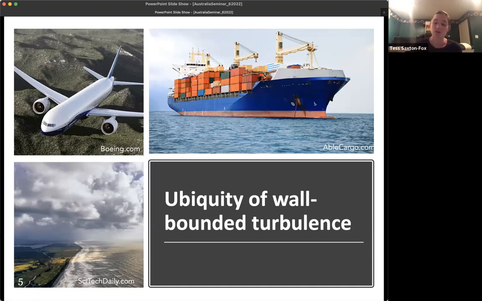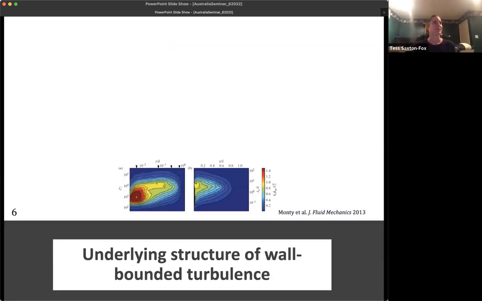And then I went to graduate school and I started studying wall-bounded turbulence. The thing that really got me hooked was the fact that there's underlying consistent structure of turbulence that we can identify and understand. This is essentially a heat map of where we see energy in a wall-bounded turbulent flow, from a paper by Monty et al. in 2013 that some of you may know. On the left, they're showing it with a wall-normal coordinate in a logarithmic scaling, and here in a linear scaling for a boundary layer.